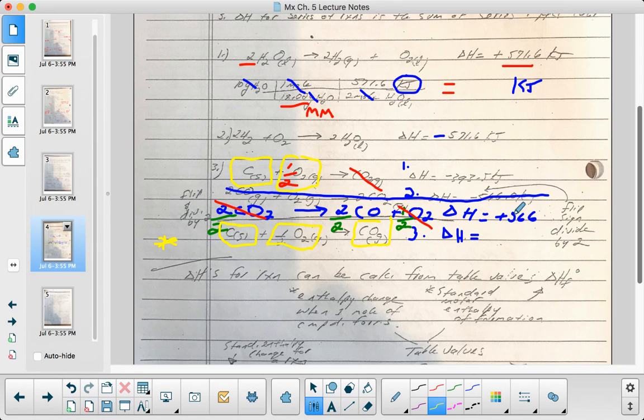So when I did it, don't forget here that since I divided everything by 2, according to that first rule, I've got to divide that by 2. So now my final answer for the delta H of this third reaction is going to be a negative 393.5 and a positive 566 divided by 2, and that would give me my answer for the delta H right there.